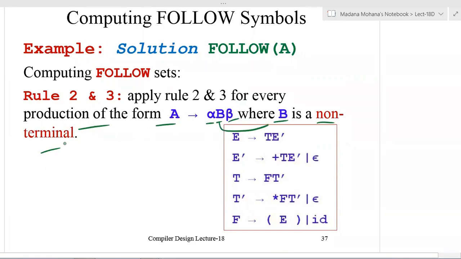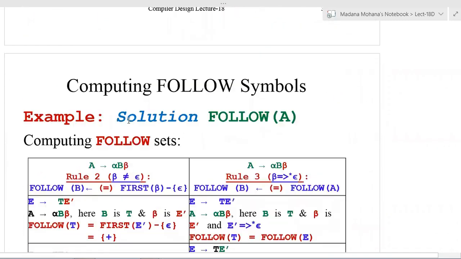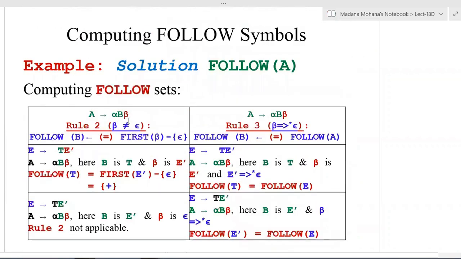Now in the tabular format, rule 2 and rule 3 are applied parallelly for all the productions with all combinations. Here you can see in the tabular format I have given. The first column applies rule 2. You can apply rule 2 if the production is in the form alpha B beta, if beta is not equal to null. Only then is rule 2 applicable. If beta derives null, or beta equal to null, then you can apply rule 3. Now for each production you can apply all the rules.